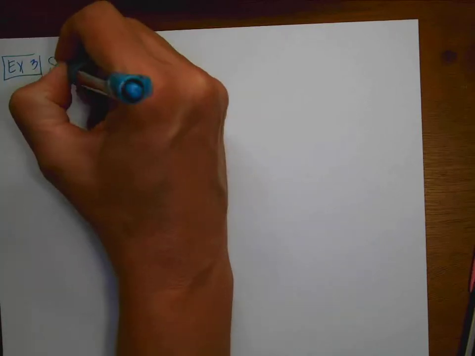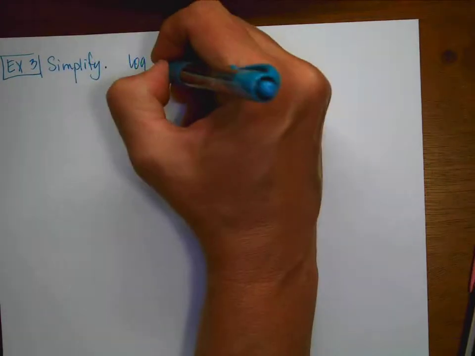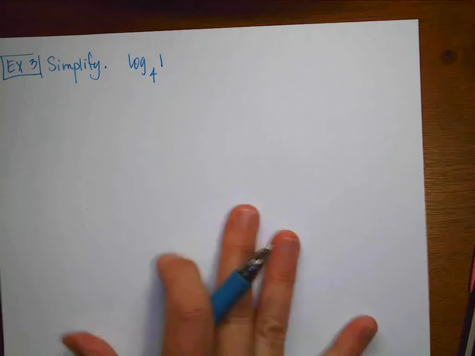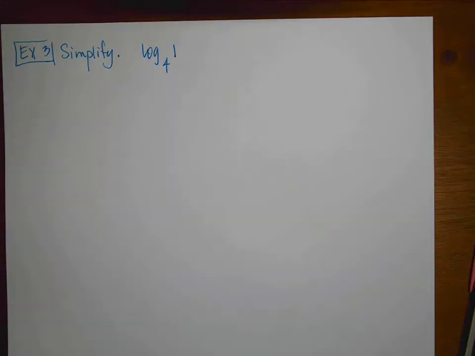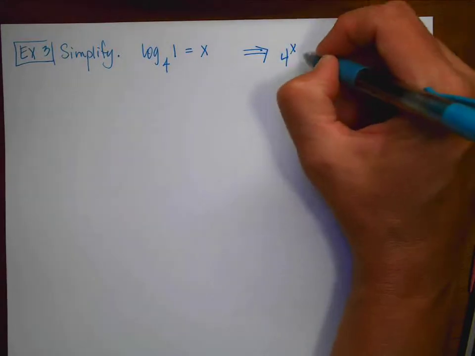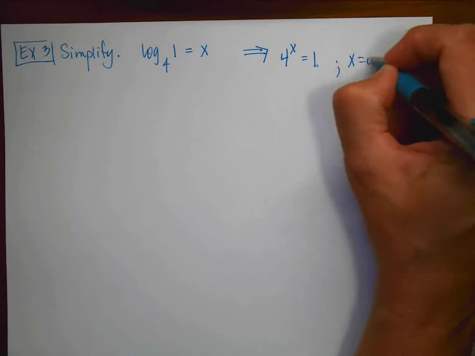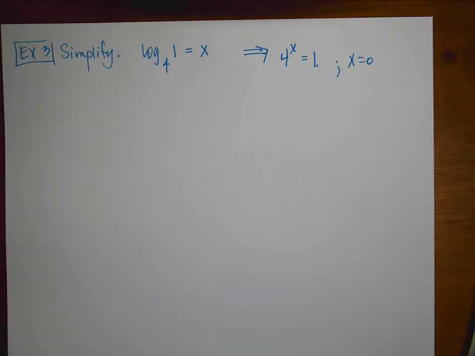So I'm going to start with some examples. This one is example 3. The directions say simplify. And I have the log base 4 of 1. Because it's given like that, I'm going to turn it into an equation and put an x in there. So now I'm going to go back to exponent form. 4 to the x is equal to 1. I get a 1 if x is equal to 0. And that was actually kind of polite.